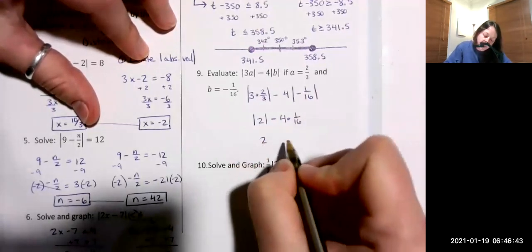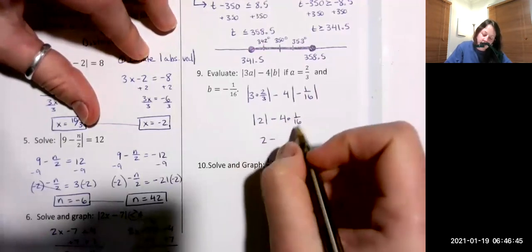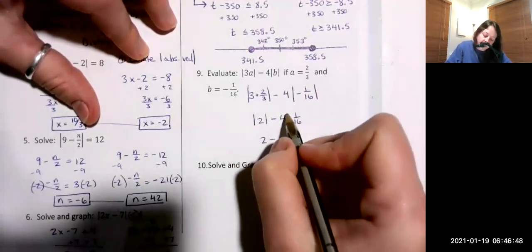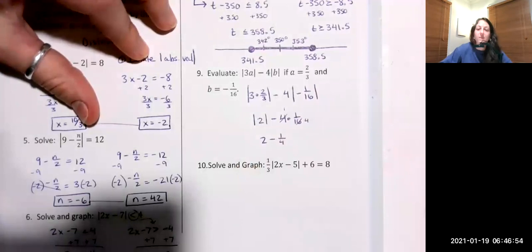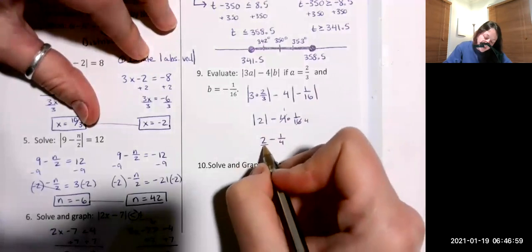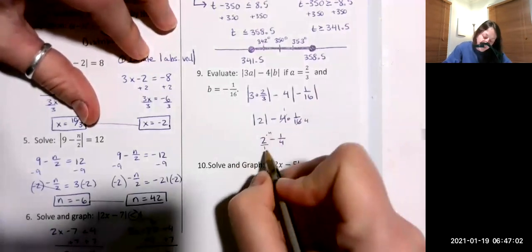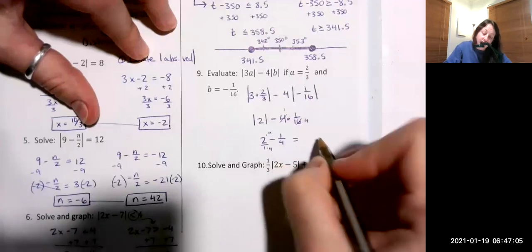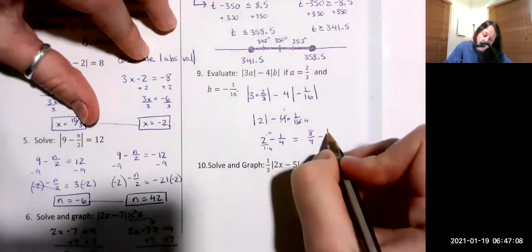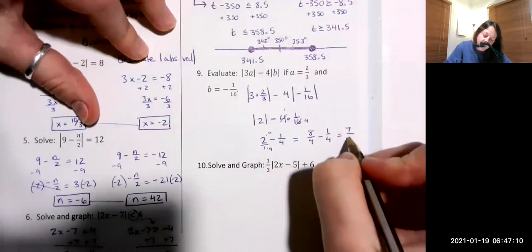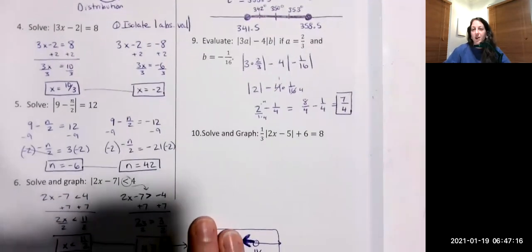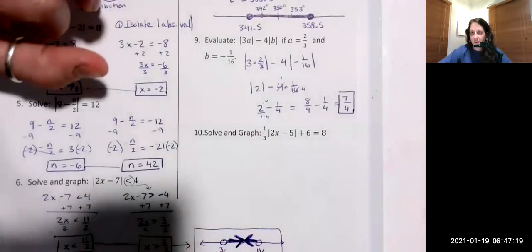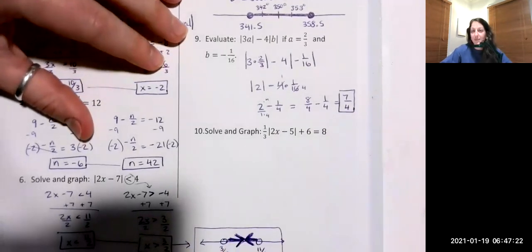Absolute value of 2 is 2. And then 4 times 1/16, well, we can reduce this. 4 goes into itself once, 4 goes into 16 4 times. We get 2 minus 1/4. Now you do need to go ahead and do a common denominator here. So we're going to make this 2/1, multiply both of these by 4. That way we get 8/4 minus 1/4 for a final answer of 7/4. All right, so hopefully that wasn't too bad. Leave it as a fraction, do not do a decimal. Why? Because I like fractions.